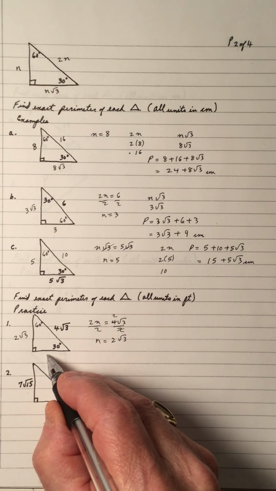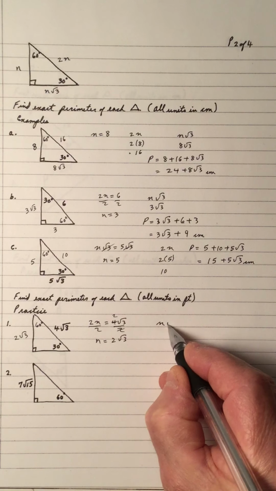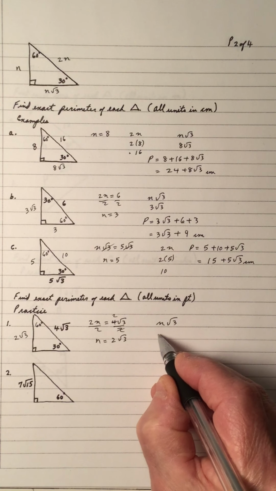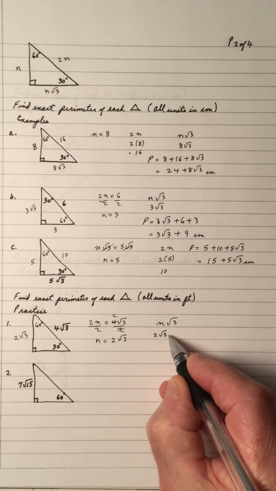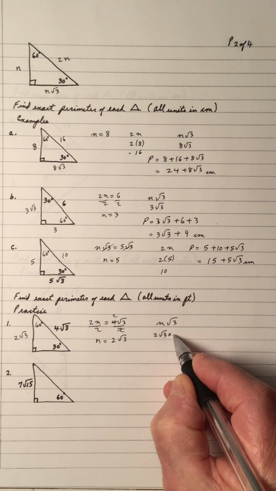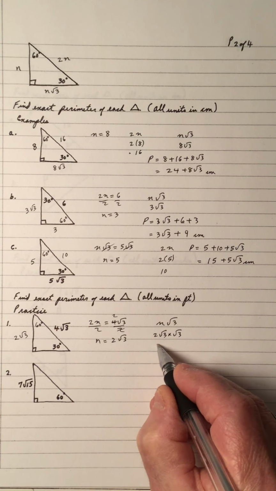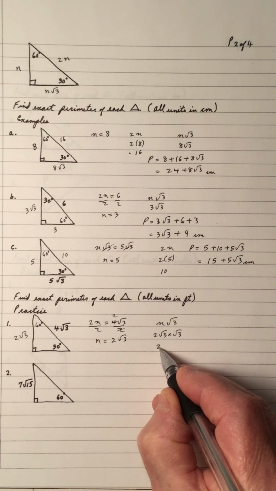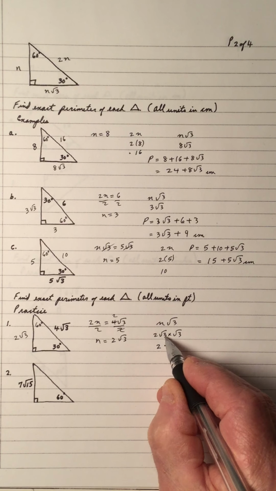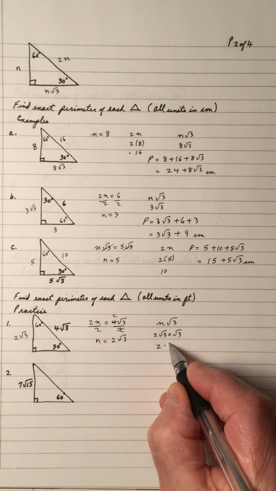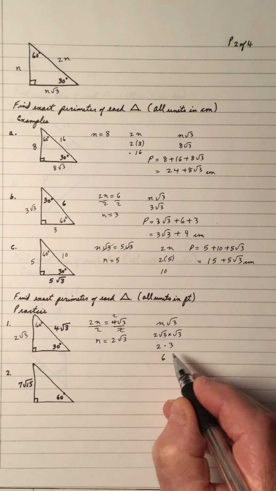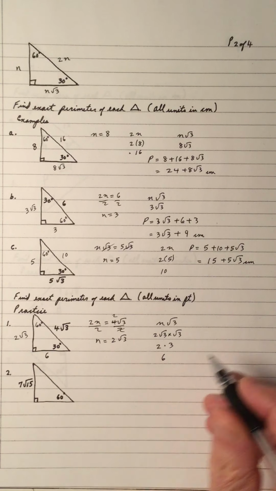And this side right here is n root 3. So n is 2 root 3, and that's times root 3. So that gives you 2 times 1, which is 2. And we get root 3 times root 3 is root 9, which is 3. So that gives me a 6. So this side is 6.